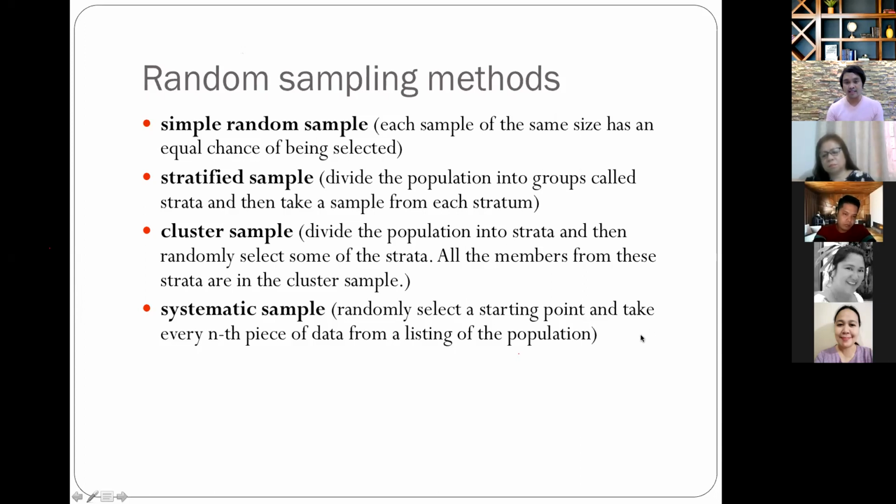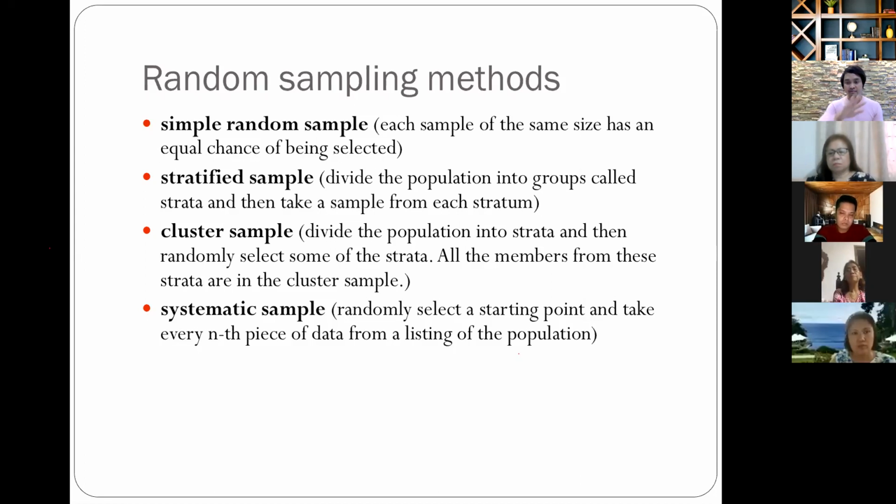This is randomly selecting a starting point and take every nth piece of data from a listing of the population. Halimbawa, ang total population is 400. Sample lang to, no? And then out of 400, lumabas dun sa computation natin that you only need 200 sample size. So 400 divided by 200 is 2. O, so ibig sabihin, pwede mong gamitin yung 2 na yon sa systematic sampling.